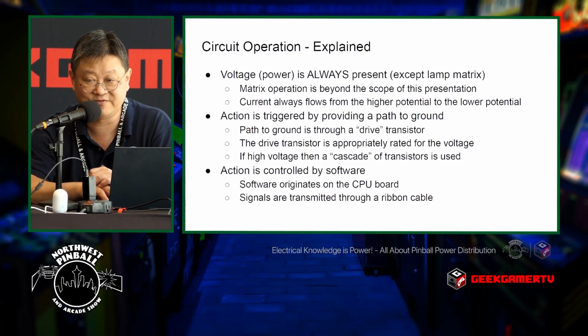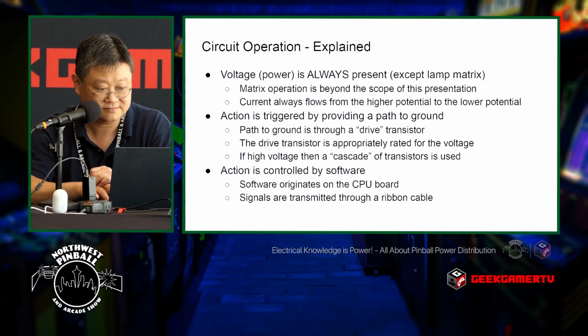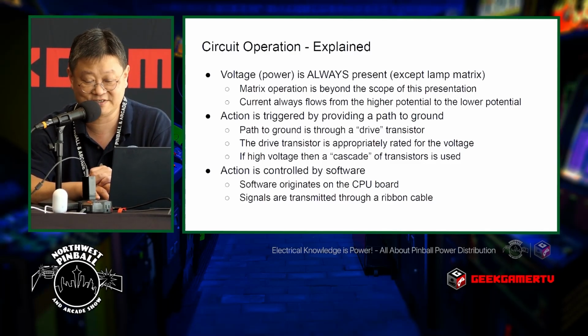And it's the same not just for solenoids. It's true for flashes. It's true for motors. It's everywhere. These machines operate on the power is always present to make things happen, provide the path to ground. And the path to ground is controlled by software, almost always. Not always in the case of special solenoids in System 7 and System 11, but it's almost always under software control.